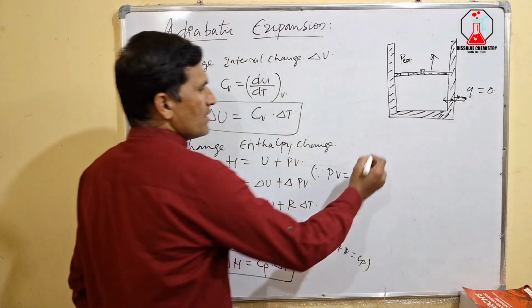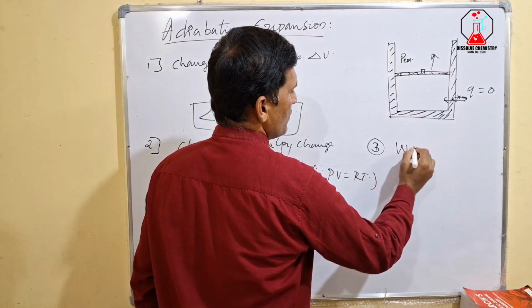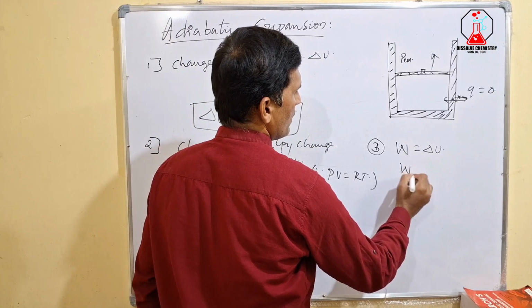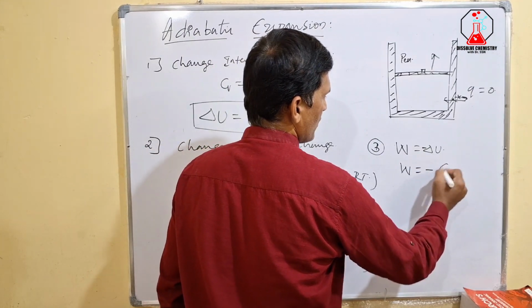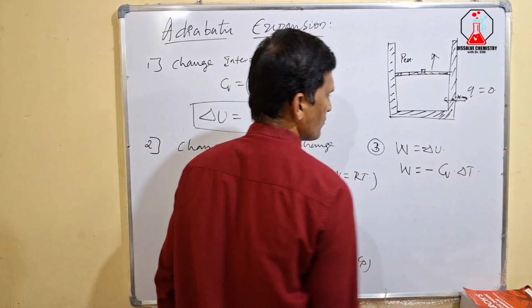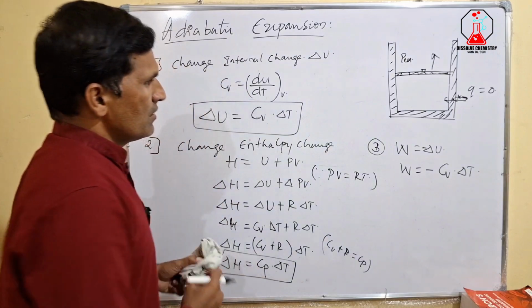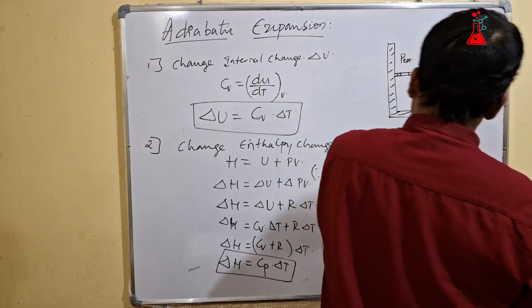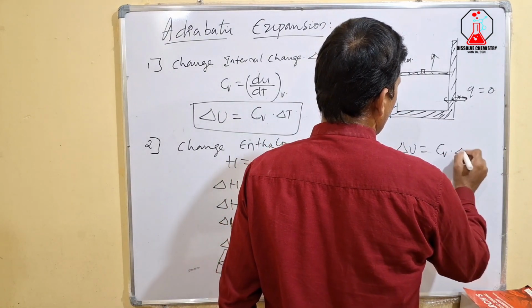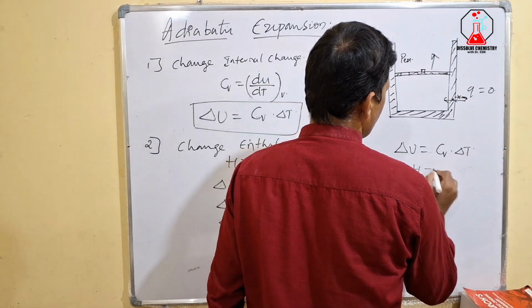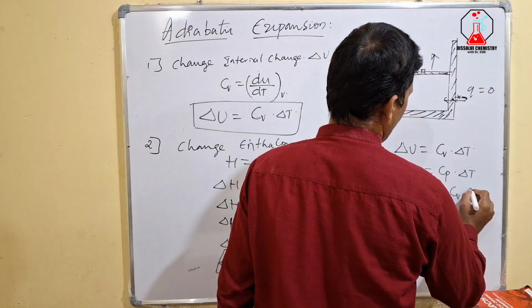Then the third aspect is work done in adiabatic expansion. W is equal to delta U, as we have already said. So the work done will be minus delta U, since expansion work is being done, so there will be a decrease in internal energy: minus Cv into delta T. So we will write all three equations. During adiabatic expansion, delta U is equal to Cv into delta T, delta H is equal to Cp into delta T, and work done is equal to minus Cv into delta T.